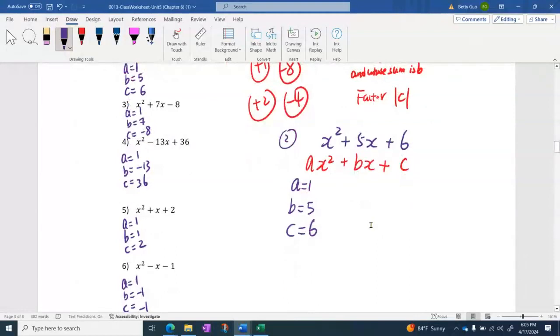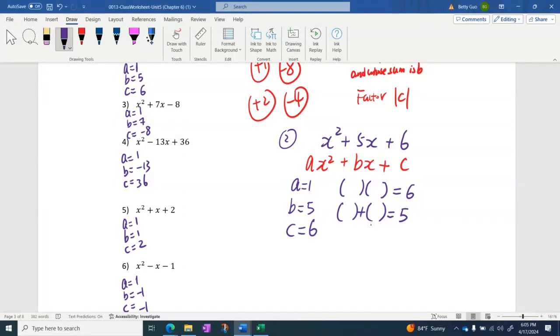To apply the shortcut method, we look for two integers whose product is c, 6 here, and whose addition is b, 5 in this case. This part is something you need to memorize. How do we apply the shortcut method? Once we identify the given polynomial is a quadratic trinomial with the leading coefficient 1, we go straight to find the two integers: multiply to c, add up to b. We have to memorize that.